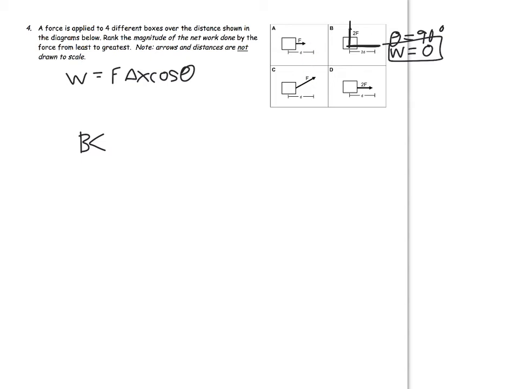Looking at those two, I know for A, my angle is 0 degrees, and for C, it's something bigger than 0 degrees. And so that means that A is going to be more work done because we maximize cosine when our angle is 0. Right? When our angle is 0, cosine's 1. So C must be less than A, and then D is the biggest of them all.